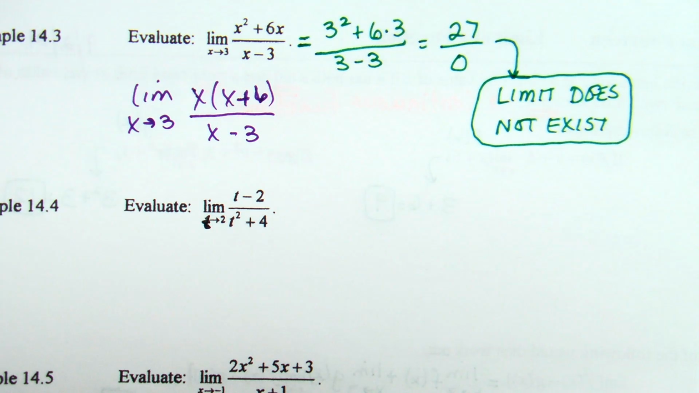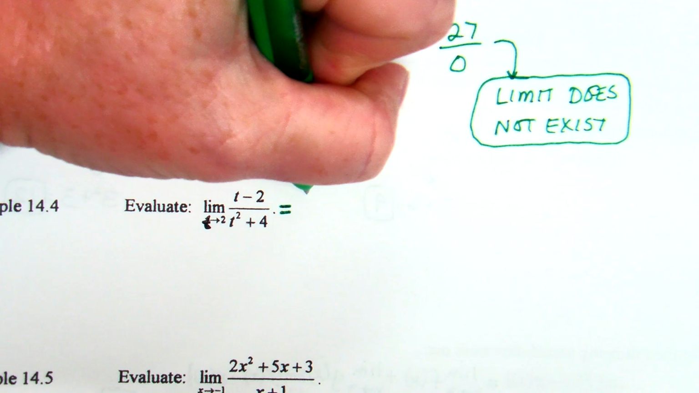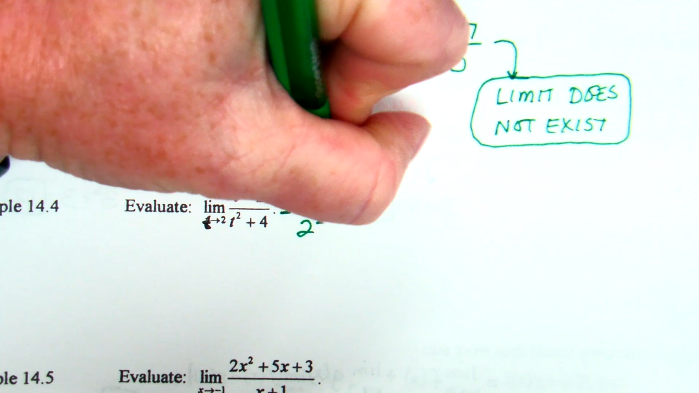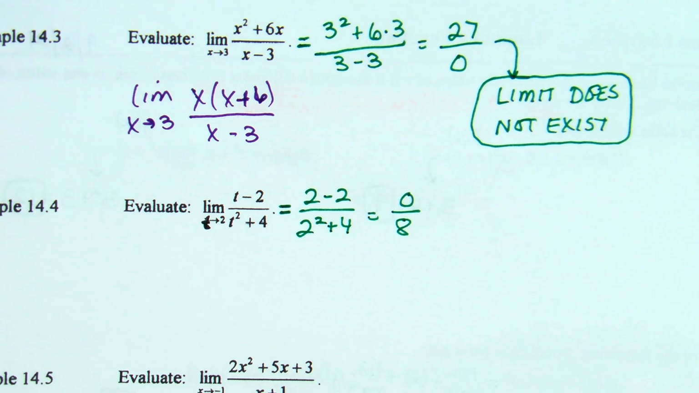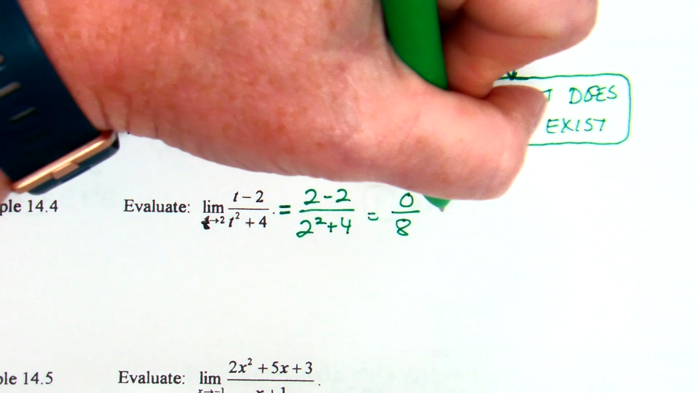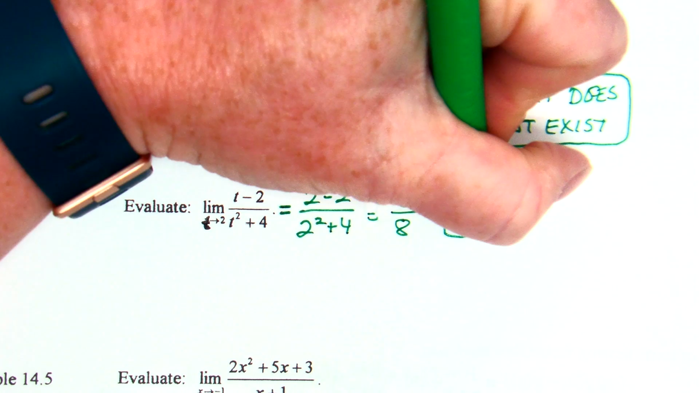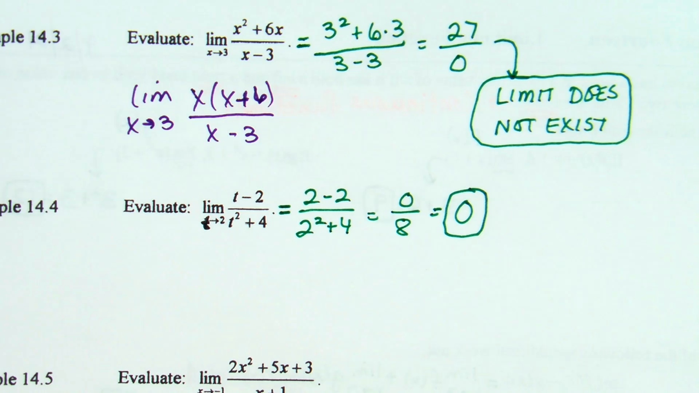If you plug it in, maybe there's some calculation where it's not 0. If we try plugging in, we get 0 over 8. 0 divided by 8 is 0. The answer is 0. 0 is a number, so the answer is 0. And could this have factored anyways? No, there's no factoring.